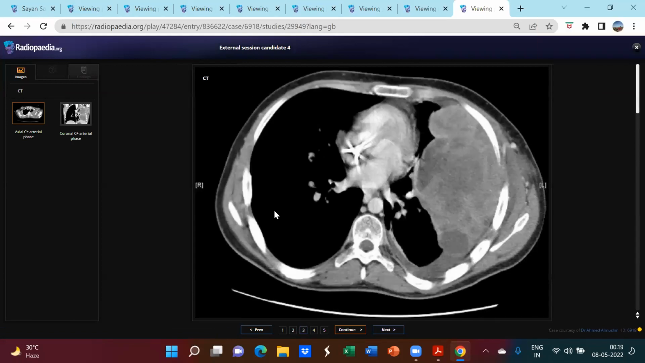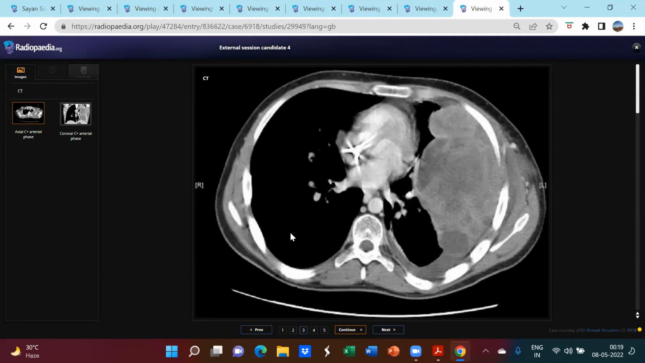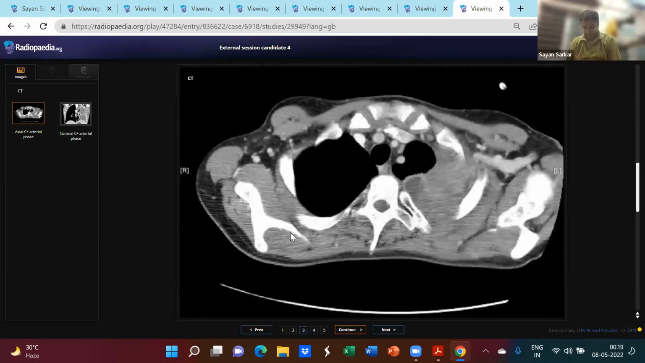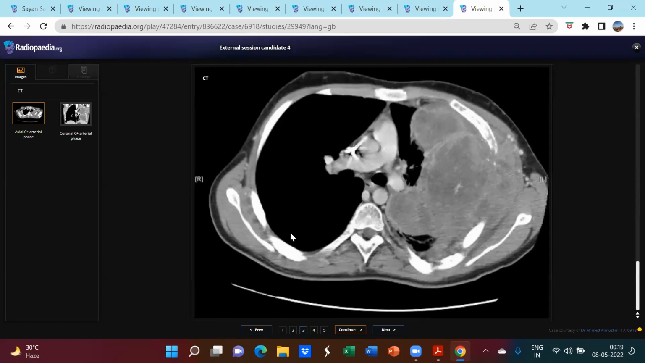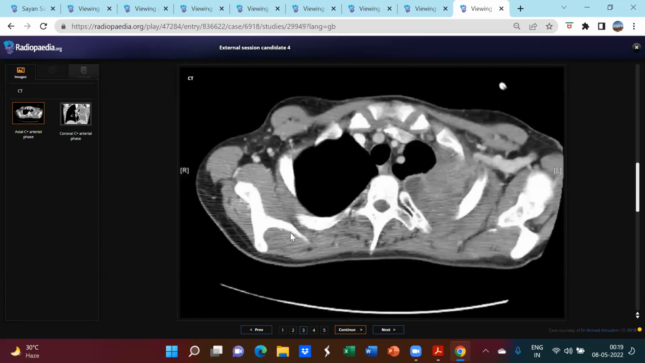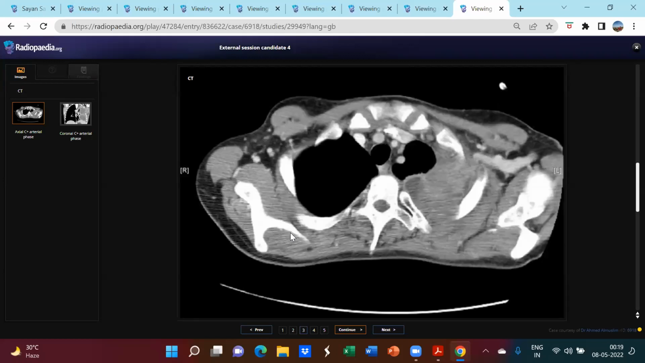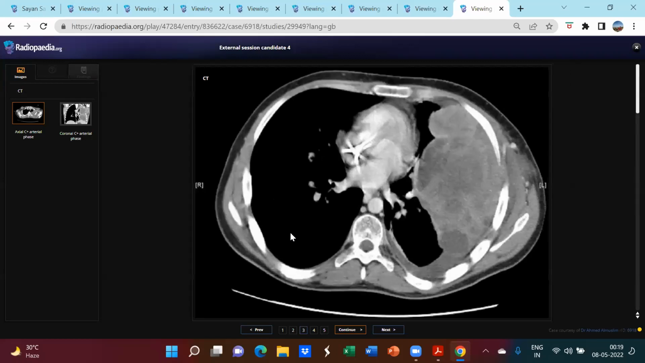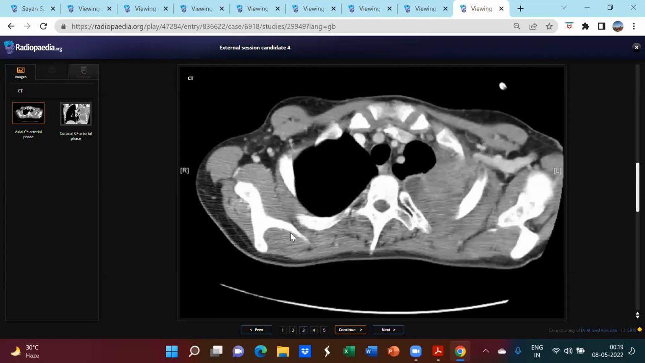Okay, so a few limited images from a post-IV contrast CT chest show a heterogeneous left-sided chest wall lesion that has heterogeneous post-IV contrast enhancement and is eroding the overlying ribs. In addition, there is also a suspicious bone lesion as well, but I would need a bone window to confirm that. Okay.